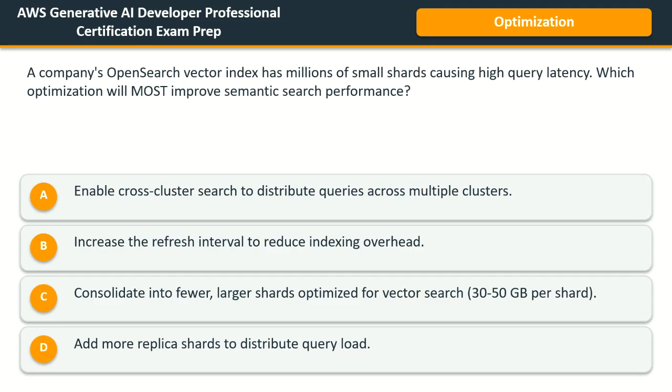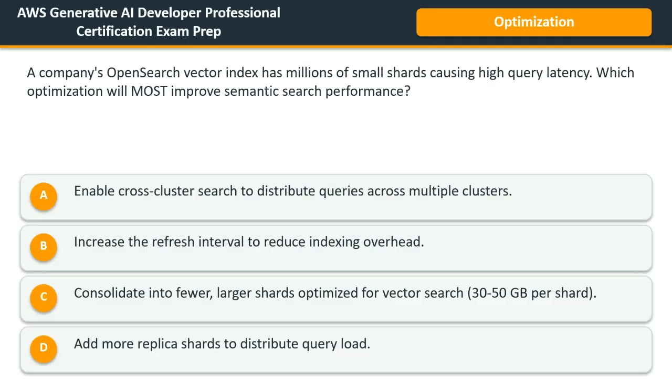Option A, enable cross-cluster search to distribute queries across multiple clusters. Option B, increase the refresh interval to reduce indexing overhead. Option C, consolidate into fewer larger shards optimized for vector search, 30 to 50 gigabytes per shard. And D, add more replica shards to distribute query load. The correct answer is C.